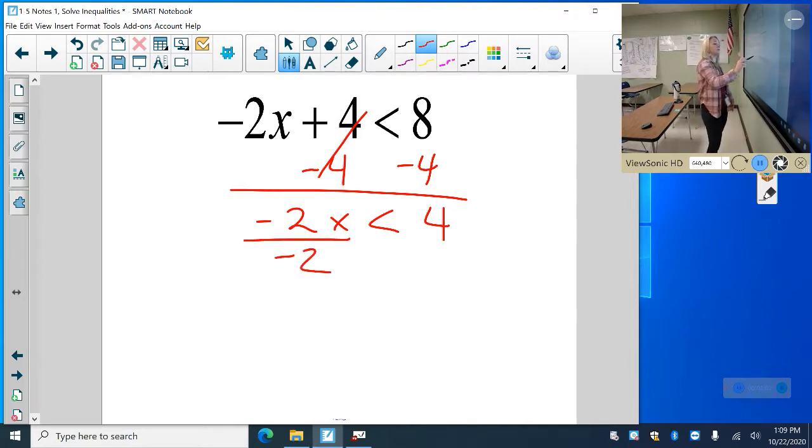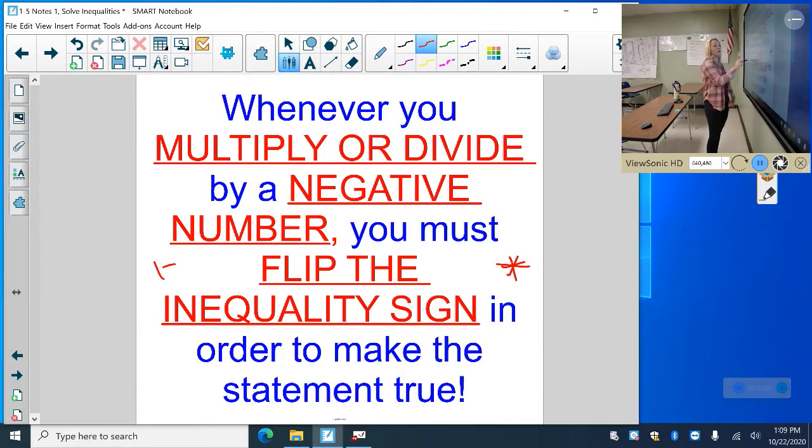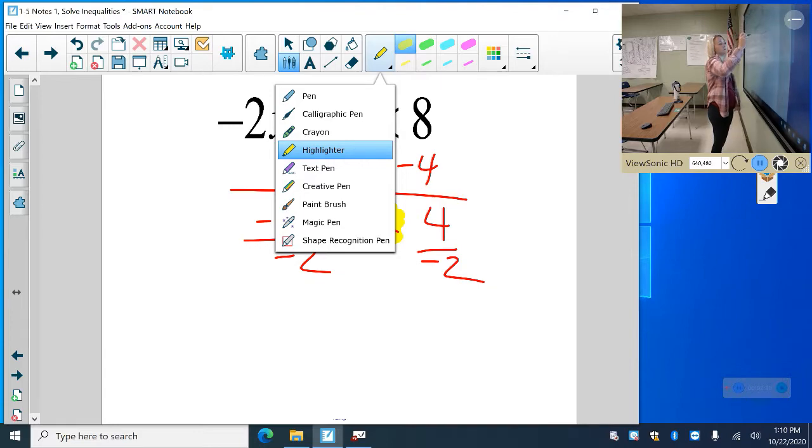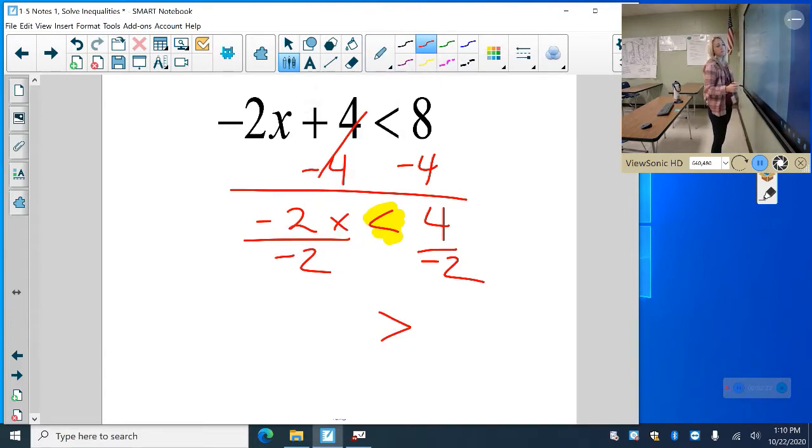Now here's where my rule comes in. If you remember back here, whenever you multiply or divide by a negative number, you have to flip the inequality symbol. And what that means is I'm just going to take this symbol right here, and I'm going to flip it, and I'm going to make it greater than. So I have, this cancels, x is greater than 4 divided by negative 2, which is negative 2.